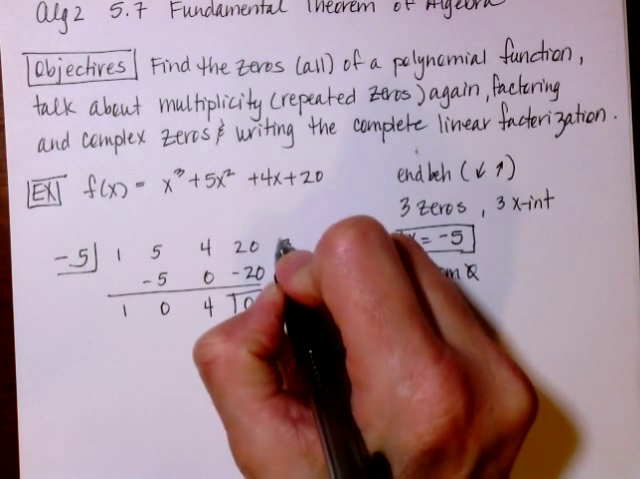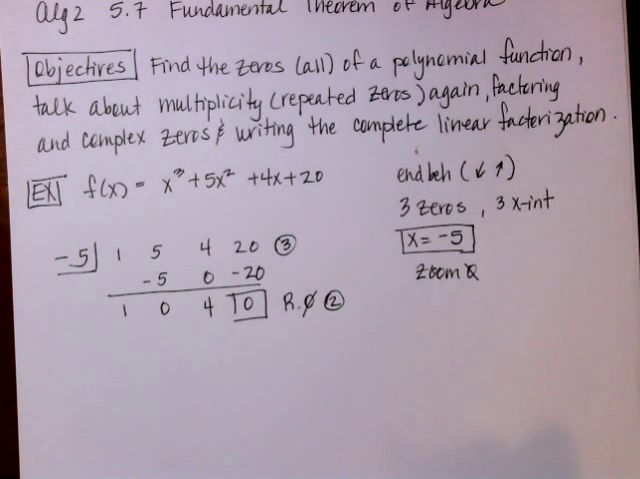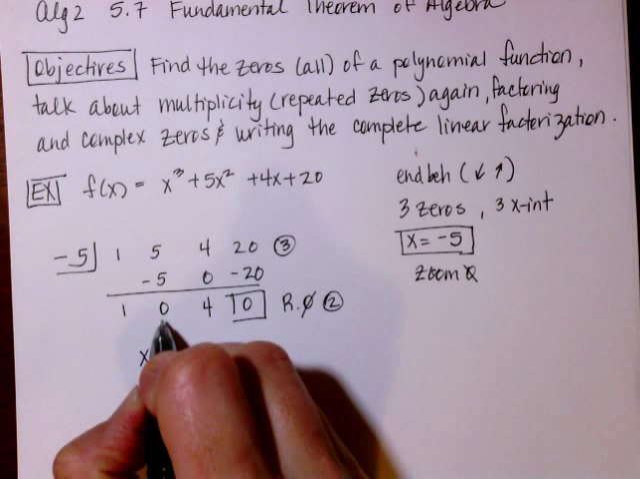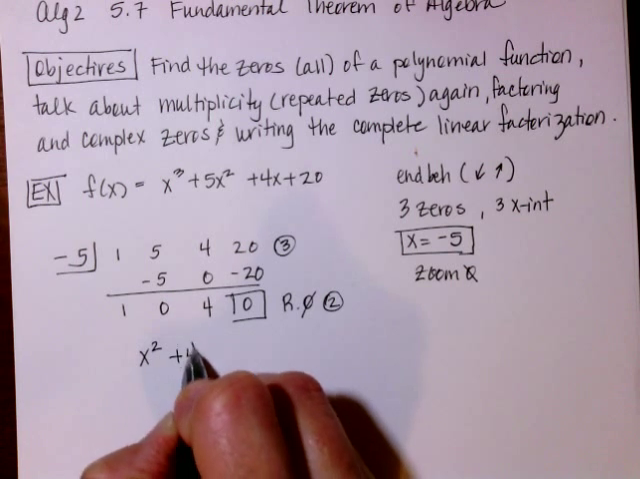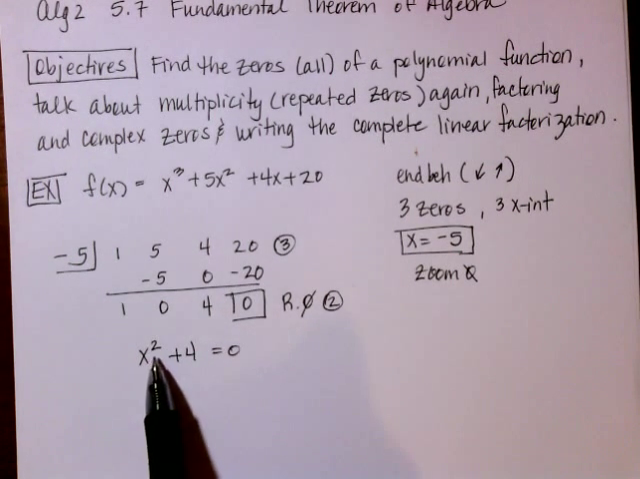Sorry. This is a third degree, so that means that my solution line or my quotient line is a second degree. So this is x squared, there's no x term, and then plus 4. And I want to find the 2 missing zeros because this is a second degree.